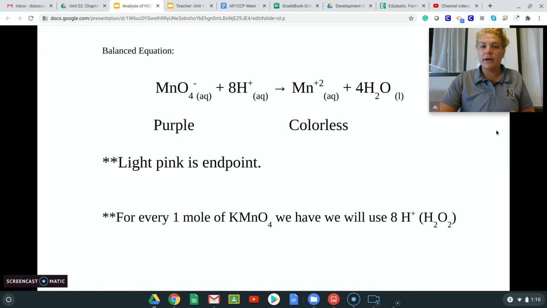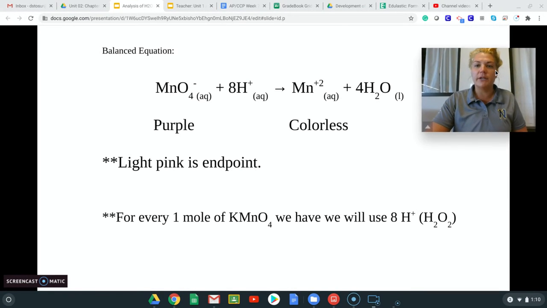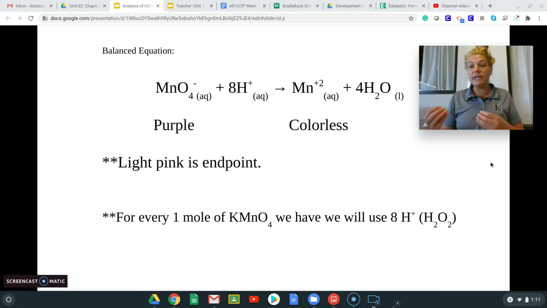So let's talk about the balanced chemical reaction here, okay? Because this is what we're going to need in order to analyze how much hydrogen peroxide is in that drugstore hydrogen peroxide container. This balanced chemical equation, we won't learn until second semester. So I went ahead and did the balanced chemical reaction for you. It's just important that you understand what's happening during the course of the chemical reaction.